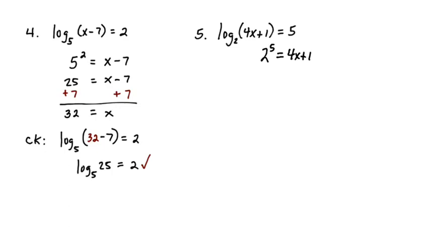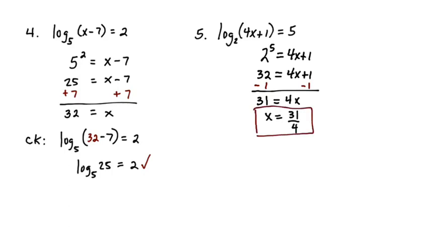We get 2 to the 5th power equals 4x plus 1. And of course, 2 to the 5th power is 32. And let's see, we've got a couple steps to get x by itself. We'll subtract 1 on both sides. We get 31 is equal to 4x. And so now to reverse multiplication by 4, we'll divide each side by 4. We get x equals 31 over 4.